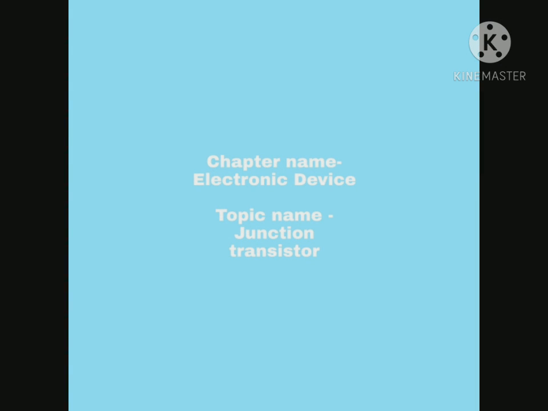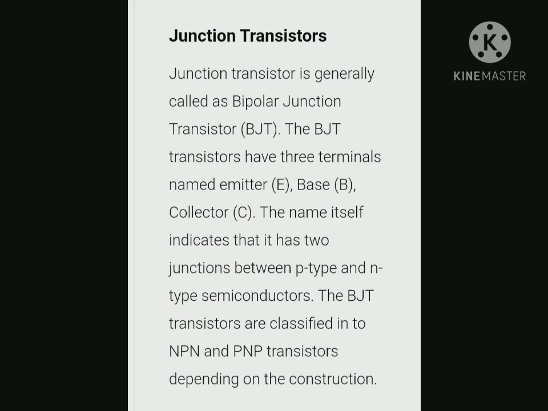The chapter is on electronic devices and the topic is the junction transistor. Junction transistor is generally called a bipolar junction transistor (BJT). The BJT transistor has three terminals named emitter, base, collector. The name itself indicates that it has two junctions between p-type and n-type semiconductors. BJT transistors are classified into NPN and PNP transistors depending on the construction.